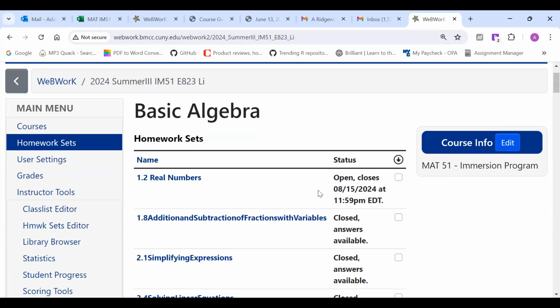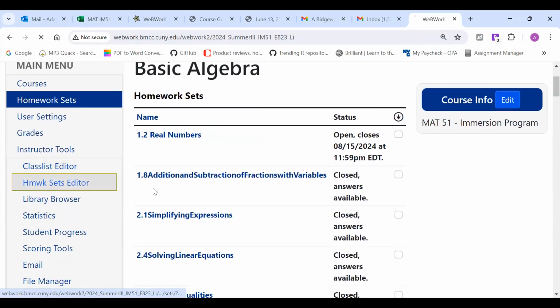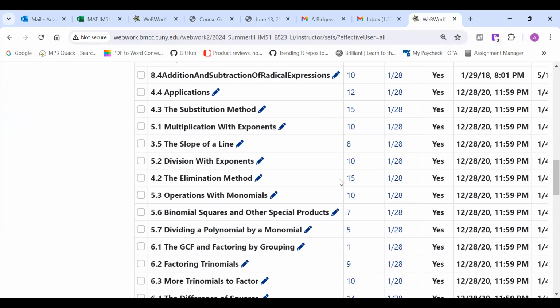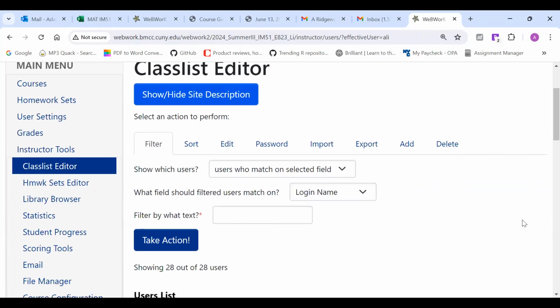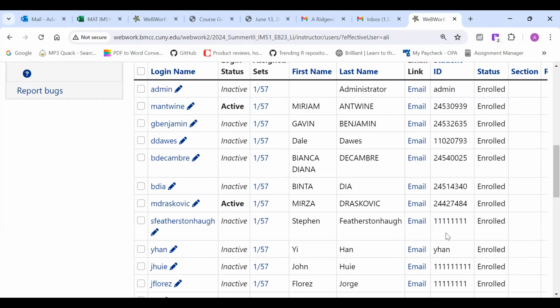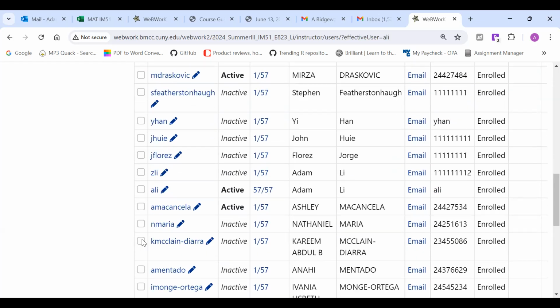In that case, I have to create this for you one more time. No problem, I'm going to create a login for you right now. I just need your CUNY first ID number. So which last name do you want to use, McLean or Diarra? We could use Diarra. Diarra, okay, we got it.